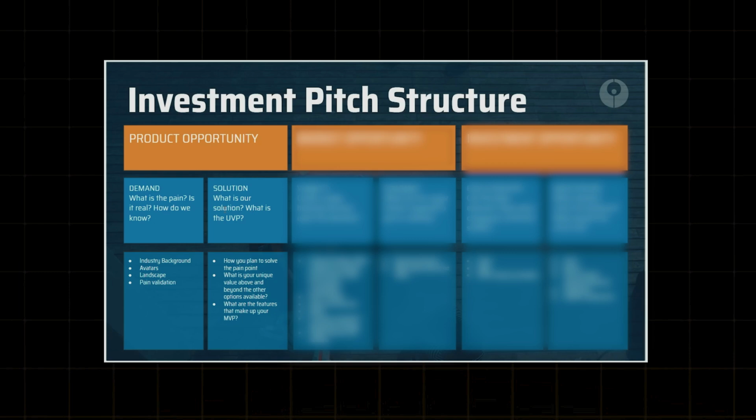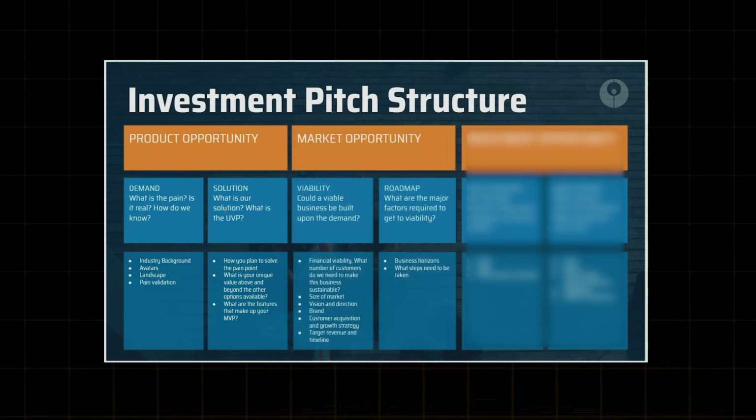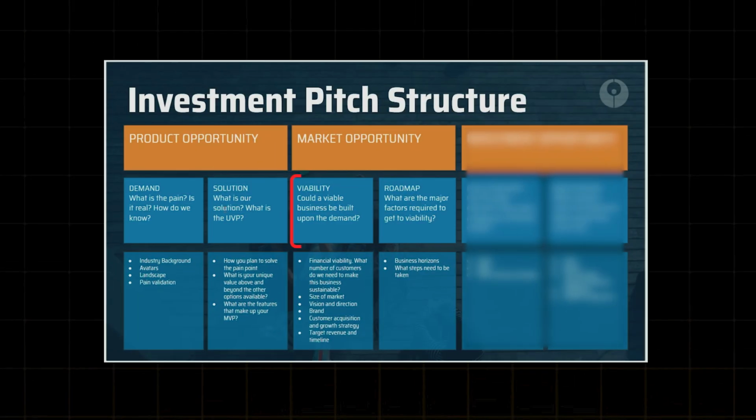This brings us to pillar number 2, the market opportunity. The question here is, if I go and launch this, will people be willing to pay for it? Is there going to be actual profit in what we are going to do? This includes viability: could a viable business be built upon the demand that we have identified? This is where the size of the market comes into play. This is where your customer acquisition and your growth strategies come into play.